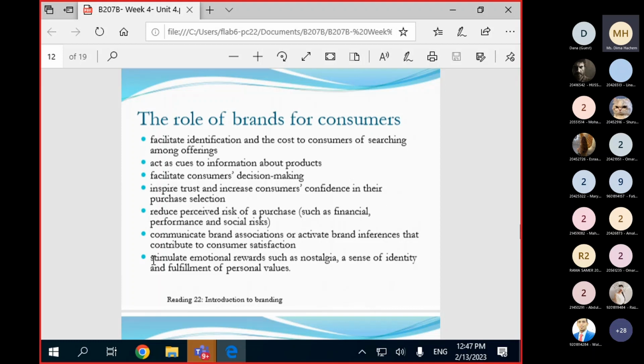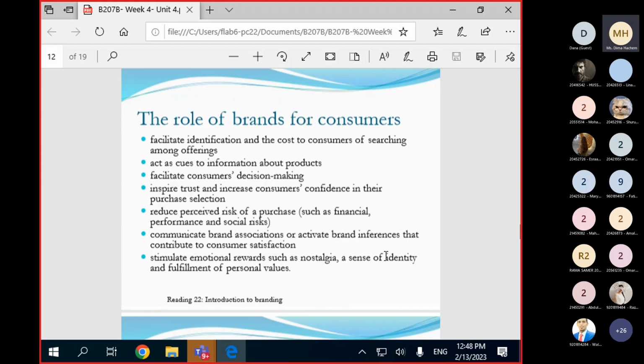Lastly, and very importantly, the role of brand for consumers. It stimulates emotional rewards, such as nostalgia, so when you remember the past with a certain brand, or the sense of identity and fulfillment of personal values. It gives you the sense of identity. So when you buy an expensive brand, it gives you the sense that I can afford this. This means I am successful. I have the money to do it. And this is what the expensive, the luxurious brands, this is what they count on.